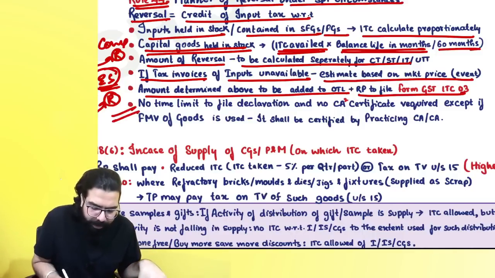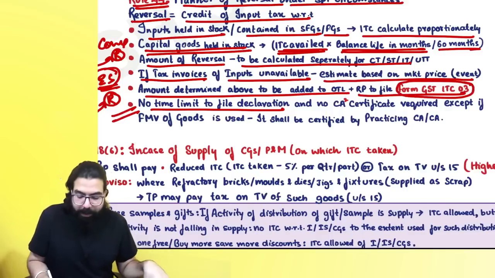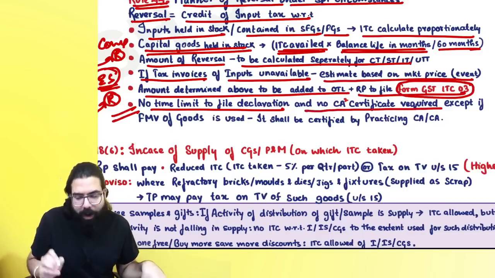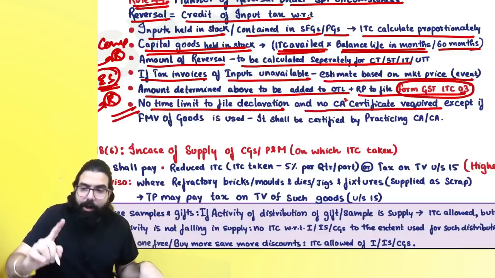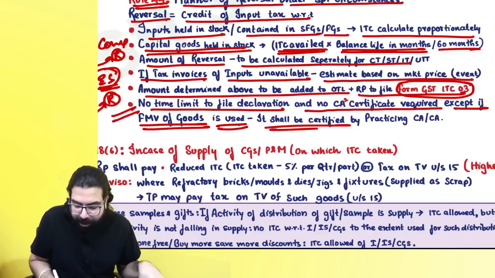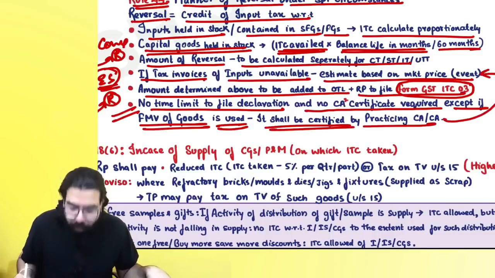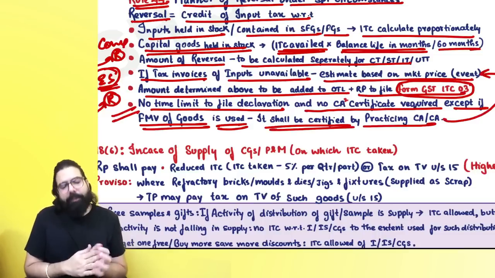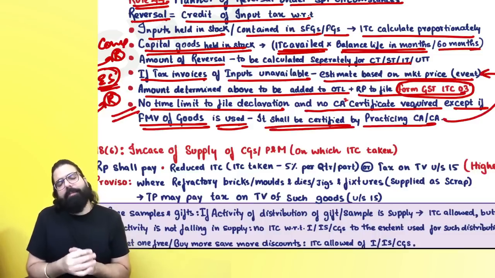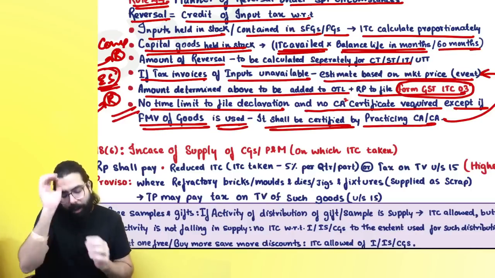The next one is that there is no time limit to file ITC 03, but no CS certificate is also required. A CS certificate is not required, but it will be required if fair market value is used. It shall be certified by a practicing chartered accountant or cost accountant. It means that if you take the market value of the inputs on the date of the event and do the reversal, in that scenario the certificate will be mandatory.